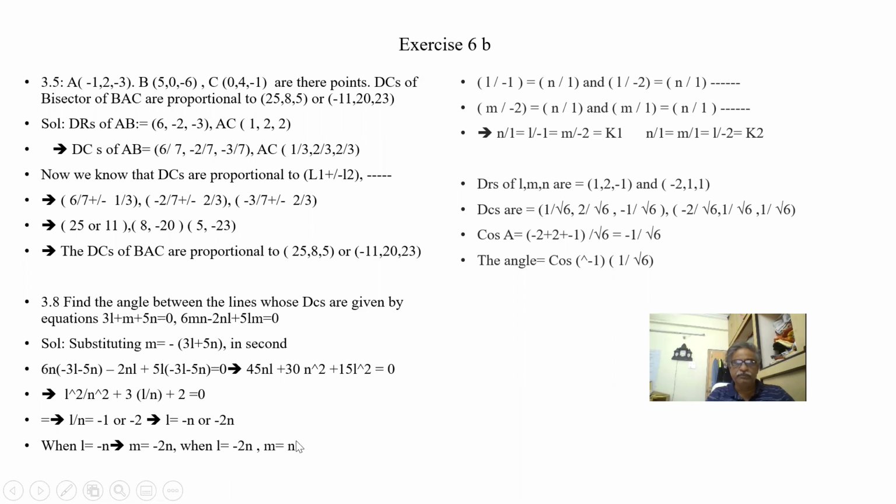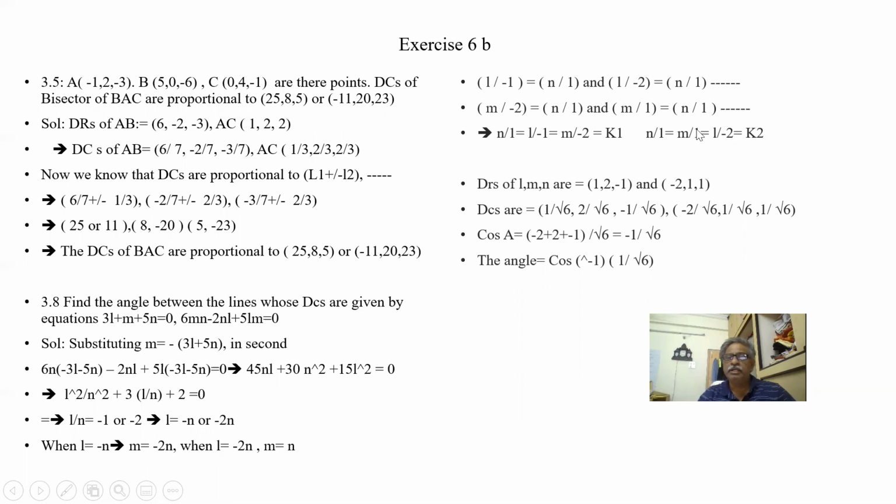M is equal to N. So I got L by minus 1 is equal to N by 1. One set. And L by minus 2 is equal to N by 1. So M by minus 2 is equal to N by 1. M by 1 is equal to N by 1. When I compare these two, I get two sets of equations. L by minus 1 is equal to N by 1 is equal to M by minus 2. Or L by minus 2 is equal to N by 1 is equal to M by 1. So I got two sets of lines. These are the two lines.